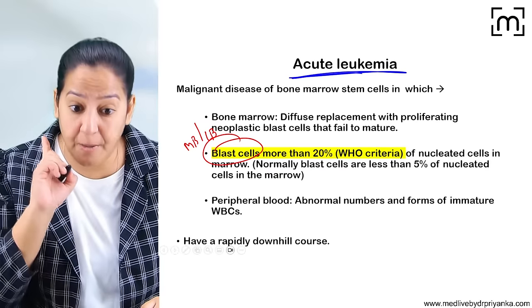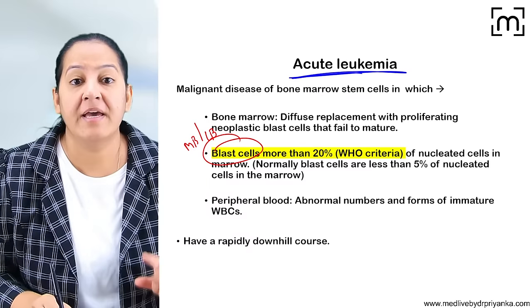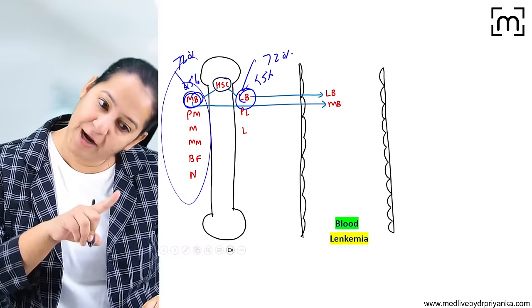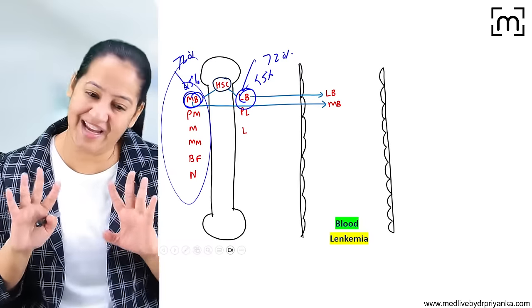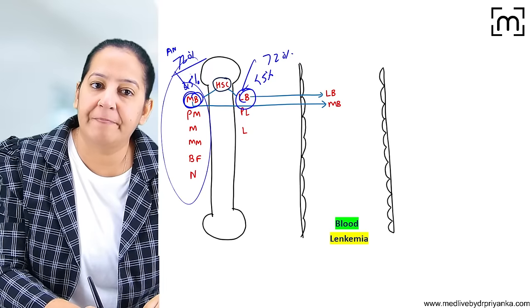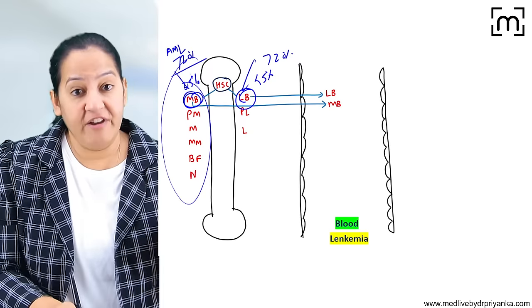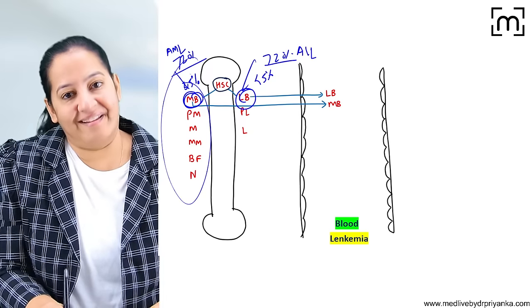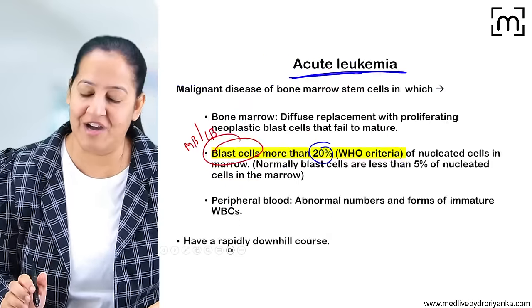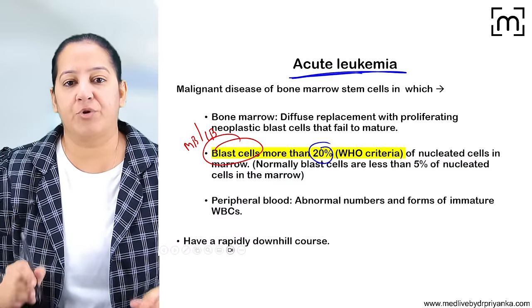So the WHO criteria for acute leukemia is blasts more than 20%. You may be asking, ma'am, which blast? It can be myeloblast, it can be lymphoblast, any of them. If myeloblasts are more than 20%, I will call it AML, acute myeloid leukemia. If lymphoblasts are more than 20%, I will call it ALL. So this is the definition of the acute leukemias. Please learn it by heart. How many of you got it? So this is the WHO criteria.